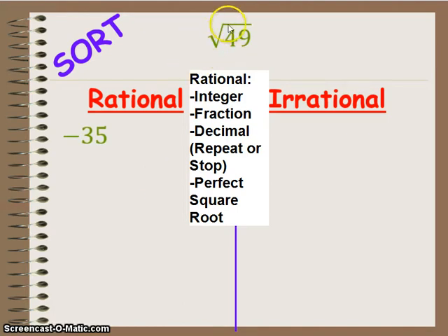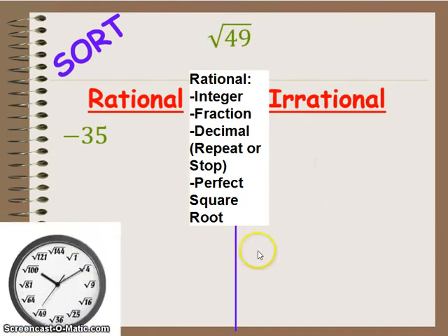What about the square root of 49? It is a square root, so think about your perfect square root clock. Is the square root of 49 a perfect square root? And the answer is yes, because it is equal to the number 7. So it is a rational number.